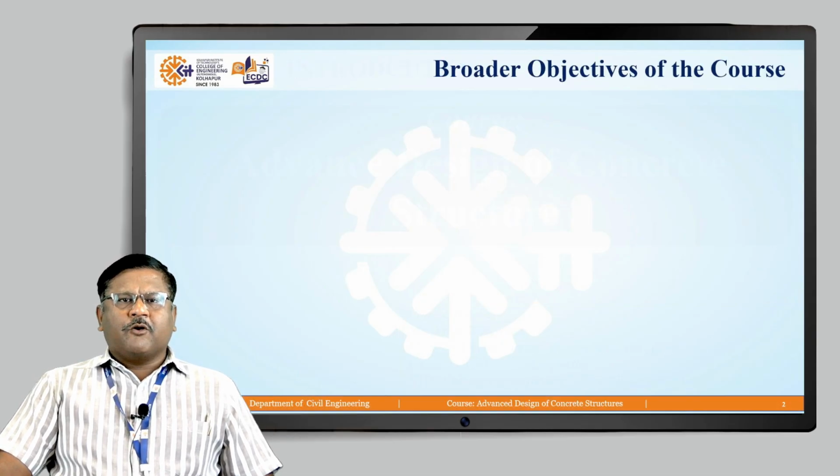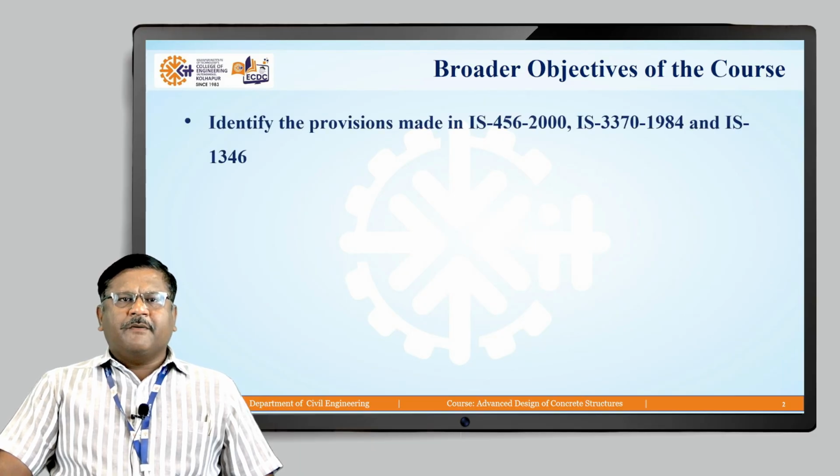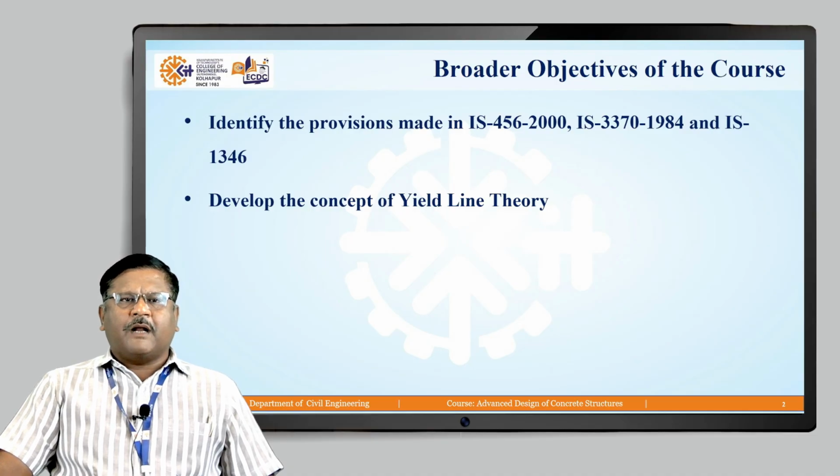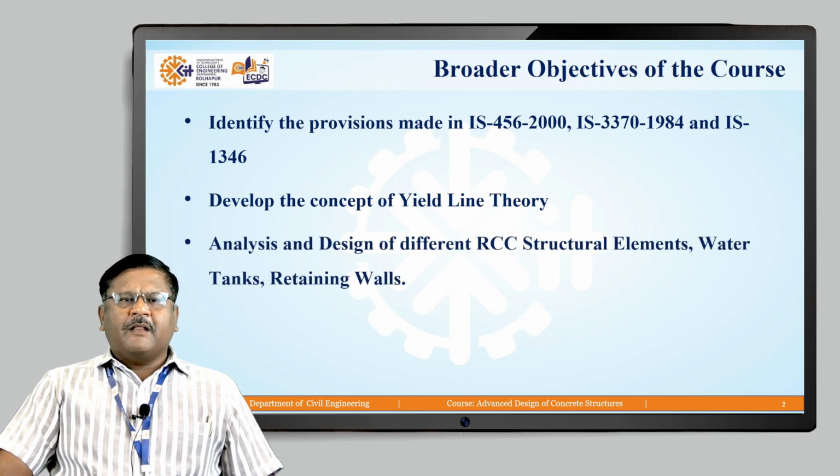First, we discuss the broader objectives of the course. First objective, identify the provisions made in IS 456-2000, IS 3370-1984 and IS 1346. Second objective, develop the concept of inline theory. And third, analysis and design of different RCC structural elements, water tanks and retaining walls.